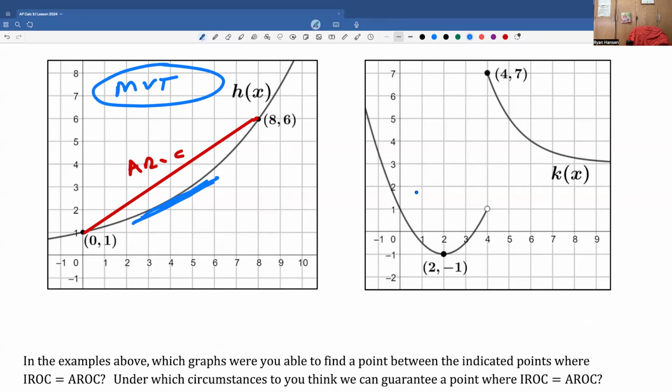Okay, one more compare and contrast. Look at this last one. If you connect this point to this point, it's pretty steep.